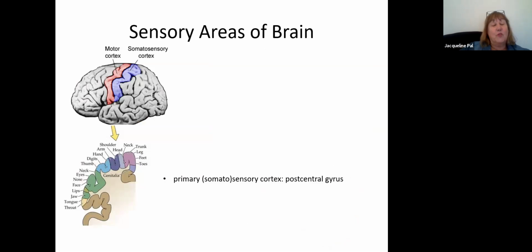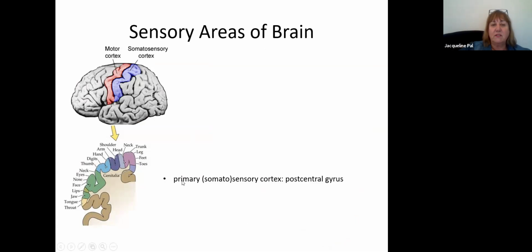So that's it for motor. Everything else in the cerebrum, excuse me, has nothing to do with motor activity. So let's move to the sensory areas of the brain. Find that central sulcus, go just posterior to it. In the parietal lobe, we have that postcentral gyrus.